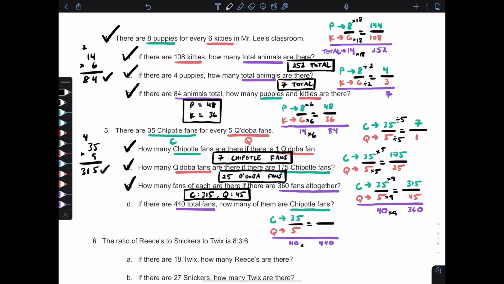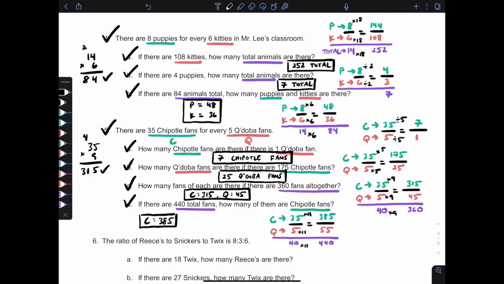Thinking 11? Times 11. This is 55, but we didn't need to know that. And, oh, did I just change colors? Oopsies, they're kind of close. And 35 times 11, 35 times 10 is 350. And we have an extra 35. So 350 plus another 35 is 385. Okay, if there were 440 total fans, 55 then would be Qdoba, but 385 would be Chipotle fans. I'm getting lazier and lazier, but I've abbreviated as a C for Chipotle.